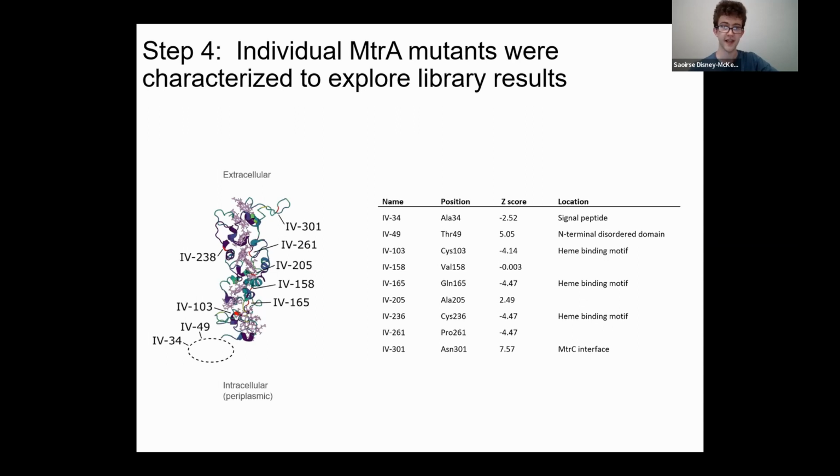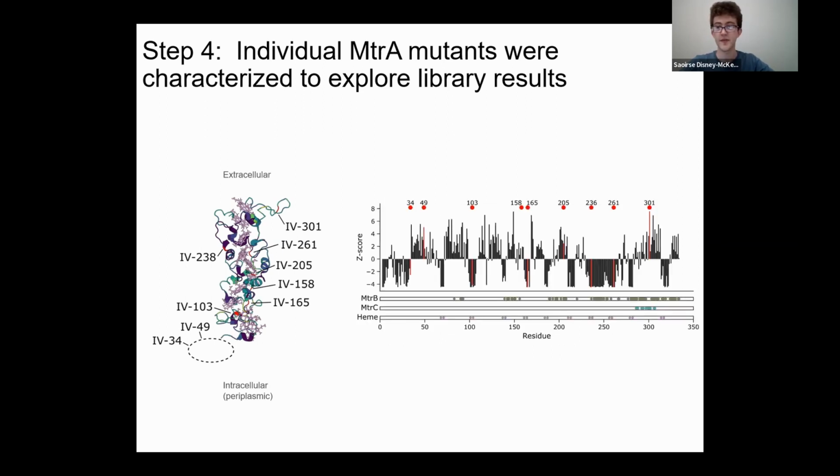I won't be talking about those very much today because it's a little intensive and you gotta keep the talk short. But we picked 3 insertions that are in the heme binding motifs and 3 that are just distributed throughout the Z-score distribution. So this insertion 158 is near 0, so it's about average. This alanine insertion is slightly enriched, but not as much as insertion 301, which is the one in the MtrC interface, and this is the most enriched in the library. And then going back to the Z-score versus position across MtrA, these are the relative positions of each of the mutants.